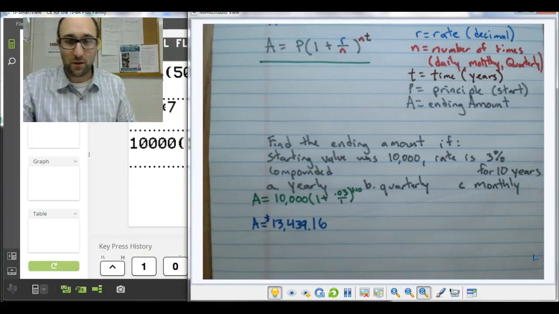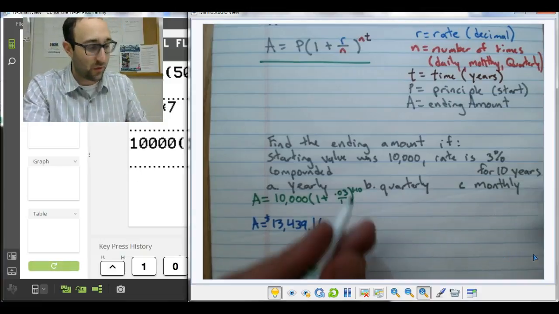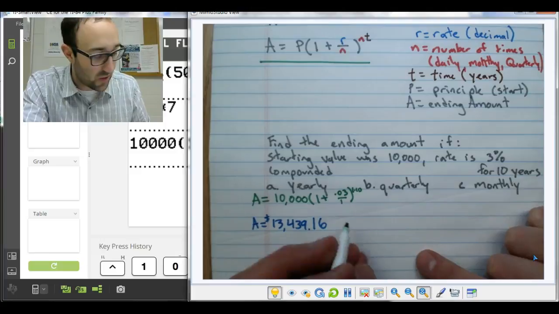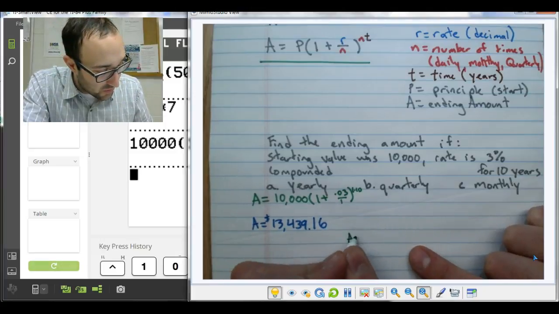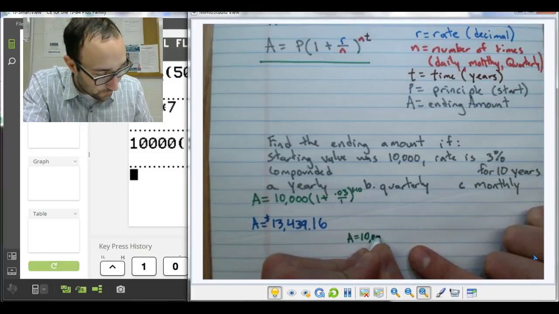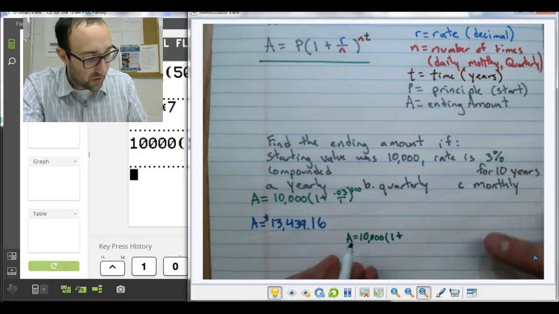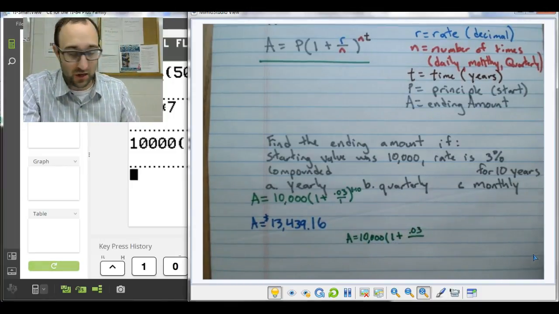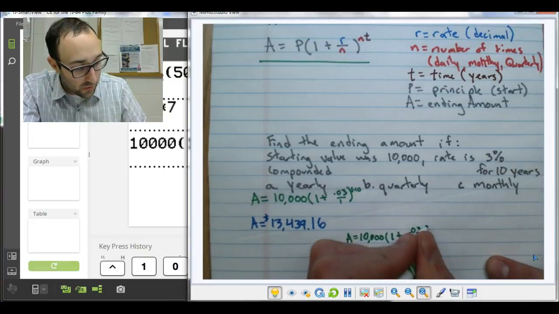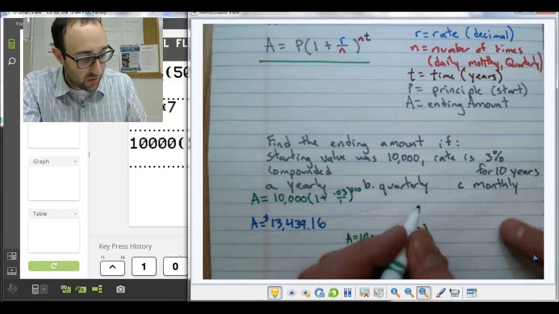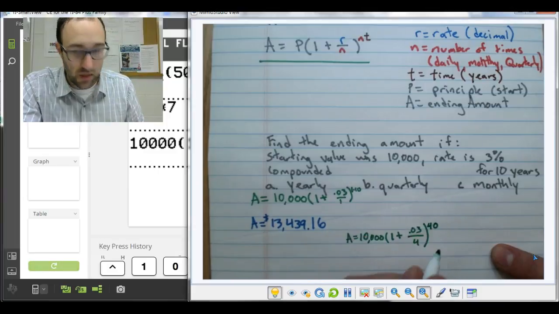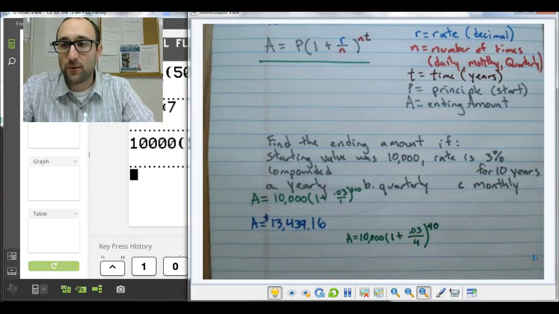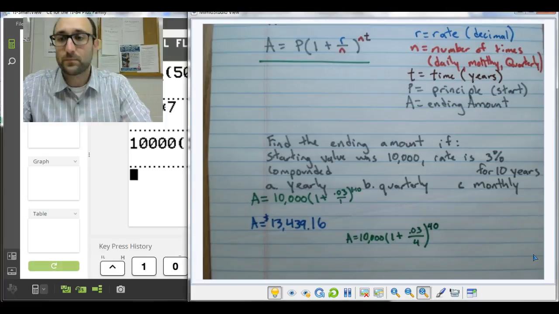So now let's write this out if we're going to compound this quarterly. I'm going to write it down here because I don't want to get too crunched in there. The amount is going to equal 10,000 times 1 plus 0.03 over 4. Quarterly means how many times in a year is it going to be compounded? Well, 4, of course. And then it's going to be for 10 years, which is 4 times 10, which is 40. Alright, so question number 3: how much is it if we compound it quarterly?